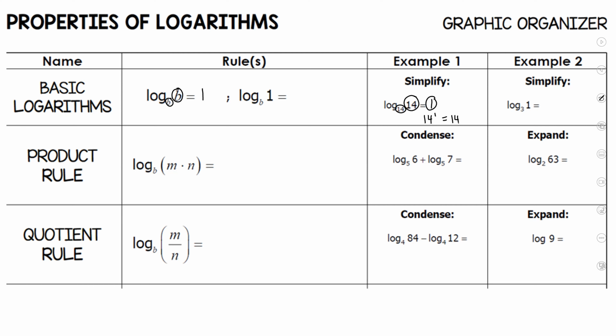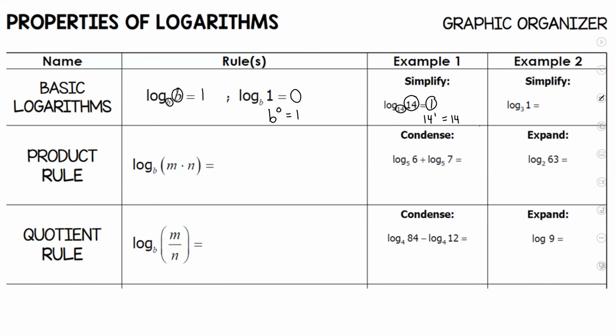Okay? Log of 1 is always 0, because if you think about it, base to the power of 0 is 1. Anything to the power of 0 is 1. So in this example, the log of 1 is always 0, but if I rewrote this into exponential form, this would be base 3 to the power of 0 is 1.